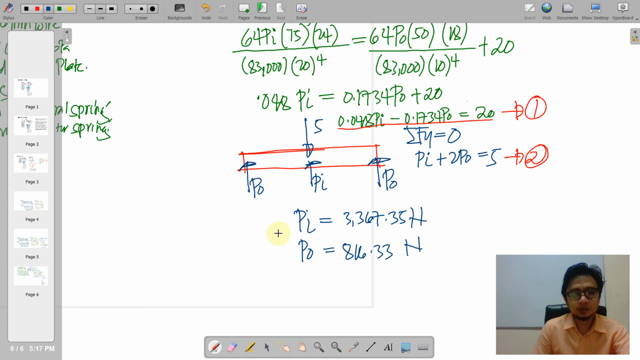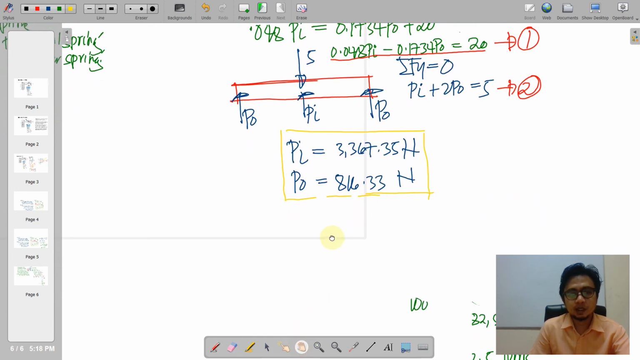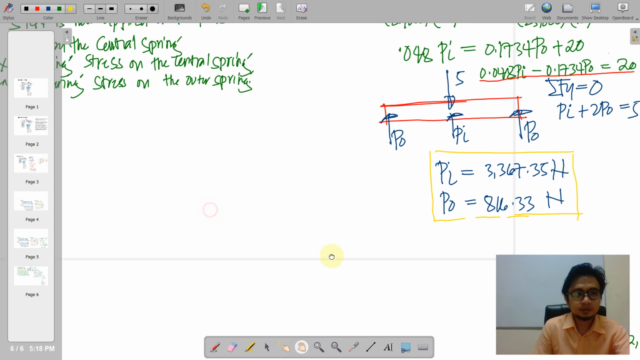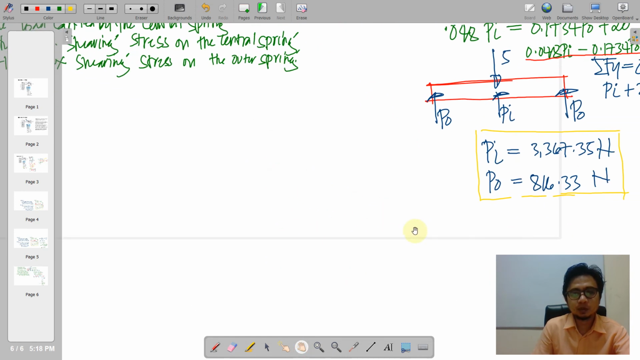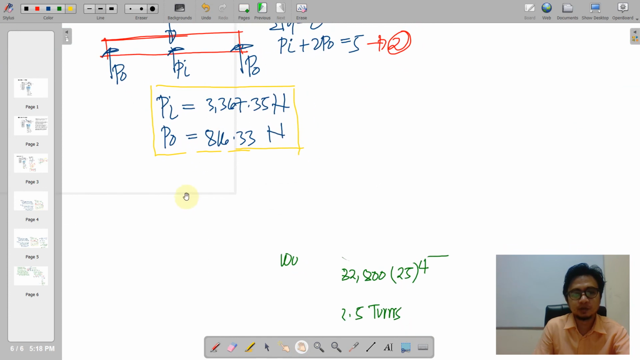So as we have said, the procedure on the previous topics are just similar, only that the formula for deformation is on the spring. So these are the loadings derived, and the stress will follow. Actually, this is the first unknown, and the other unknown would be the maximum shearing stress on the central spring as well as the outer spring. So we'll just have to substitute values here from the formula.